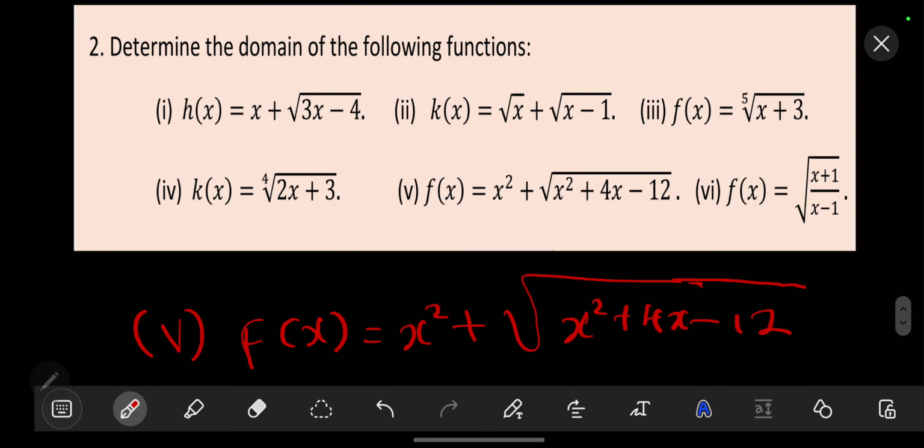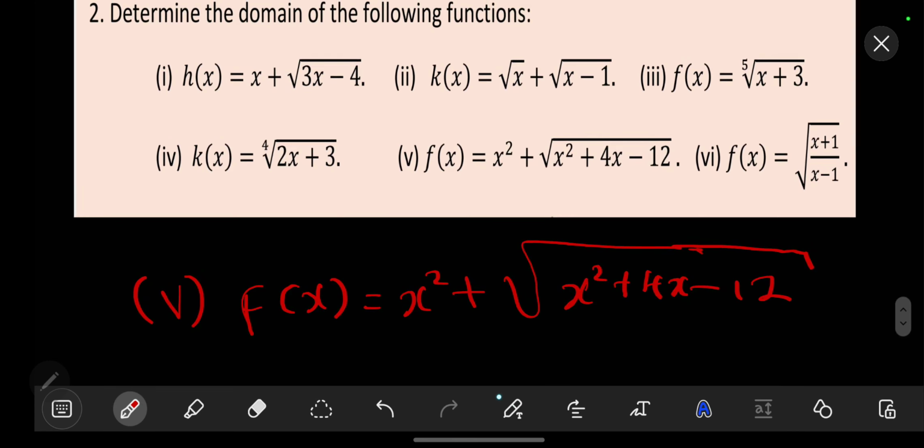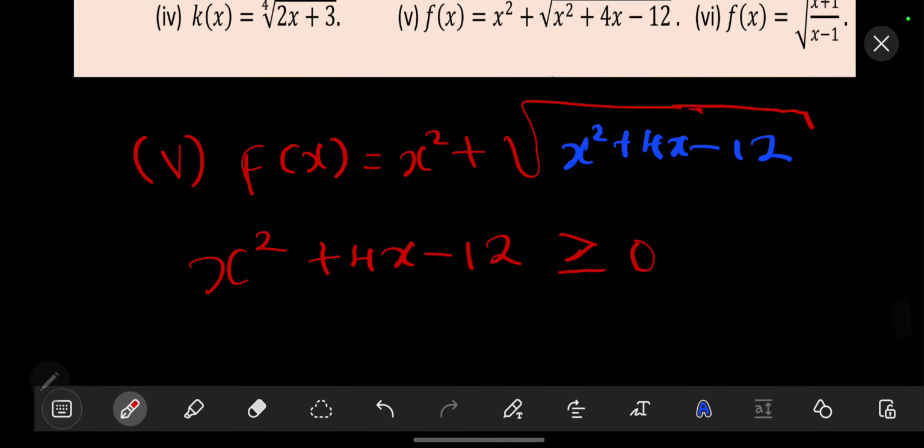Then we are told to find the domain for this one. So we are just going to take whatever is in the square root. That's the only thing that we are interested in. So we are going to say x squared plus 4x minus 12 should be greater than or equal to 0, like that.